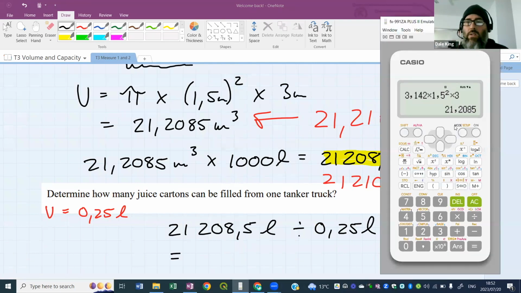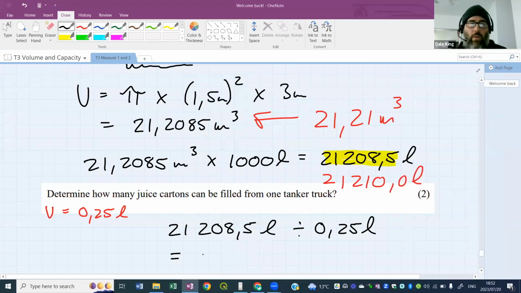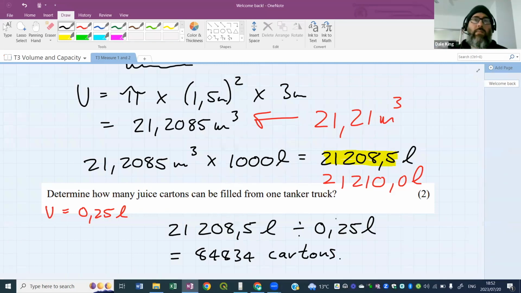There it is on the calculator, still ready to go. In fact, this needs to be multiplied. That's the different answer. There it is. Now just divide this by 0.25, because each carton is 0.25. 84834. 84834 cartons. Well done. You all happy with that? You should all be happy with that. Shout if you're not.